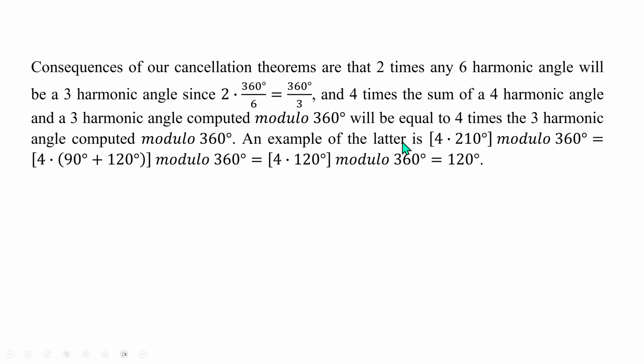An example of the latter is 4 times 210 degrees modulo 360 degrees, which is equal to 4 times parentheses 90 degrees plus 120 degrees, modulo 360 degrees. 90 degrees is a 4 harmonic angle, so multiply that by 4, it gets canceled out, and you're just left with 4 times 120 degrees modulo 360 degrees, which turns out to just be 120 degrees once you simplify it.